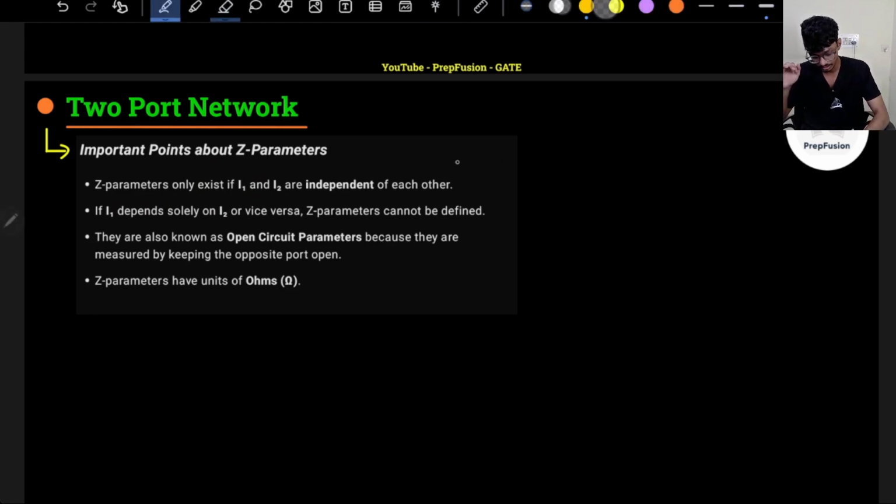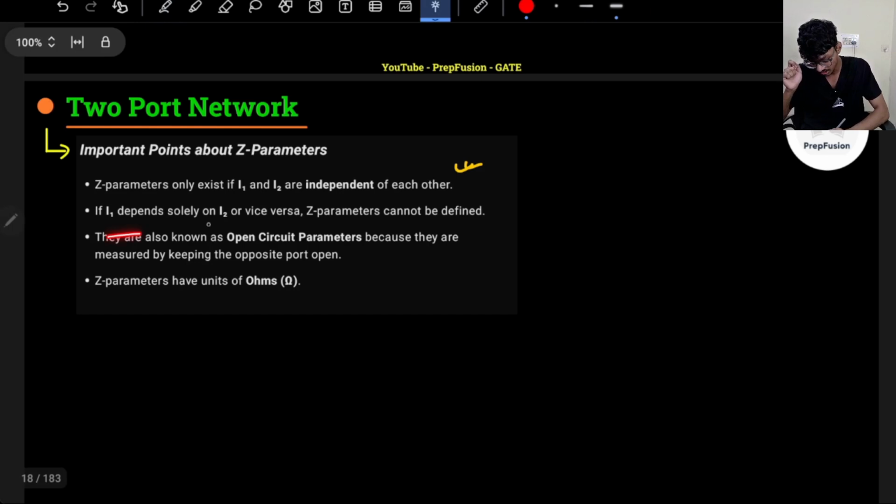Once I give you a few homeworks, in the next lecture I will prove to you why that is the case. Basically, if I1 solely depends on I2, or I2 solely depends on I1, Z parameters cannot be defined. Okay, so why is that the case?